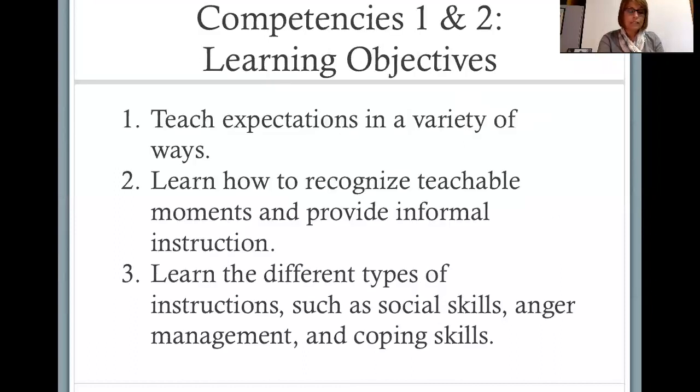The learning objectives for these competencies include the following: to teach expectations in a variety of ways, to learn how to recognize teachable moments and provide informal instruction, and to learn the different types of instruction such as social skills, anger management, and coping skills.